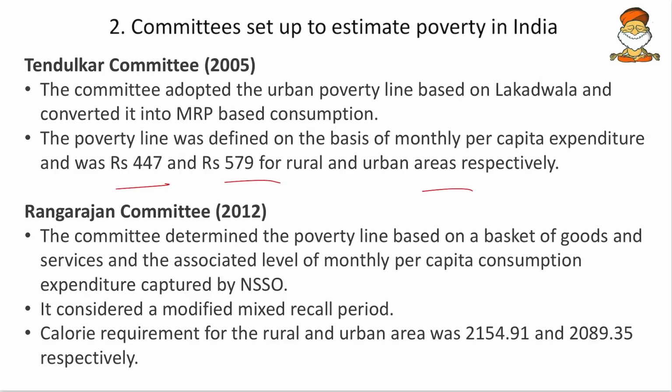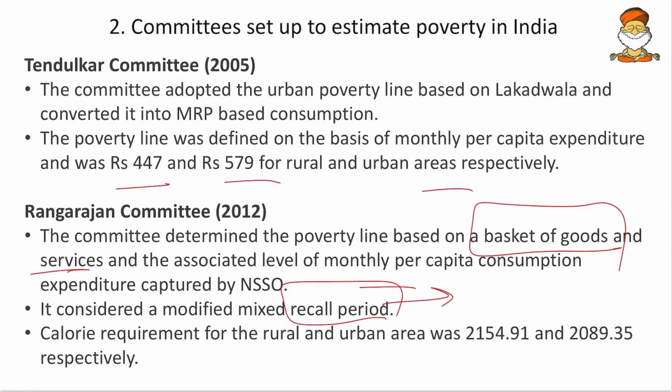And then came the Rangarajan committee. The committee determined the poverty line based on the basket of goods and services and the associated level of monthly per capita expenditure for those. So not only on calorie consumption but also on clothing and food and other things. Shelter and such things are also calculated. And it considered a modified mixed recall period. The modified mixed recall period means we have to make sure that periodically these are amended and updated.